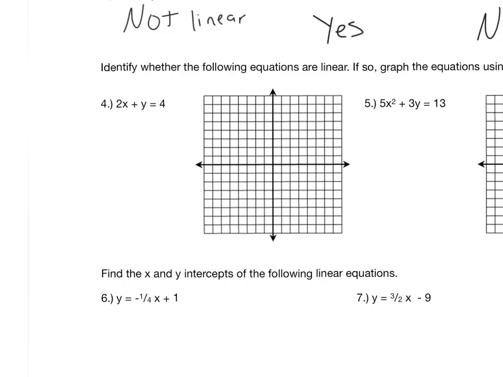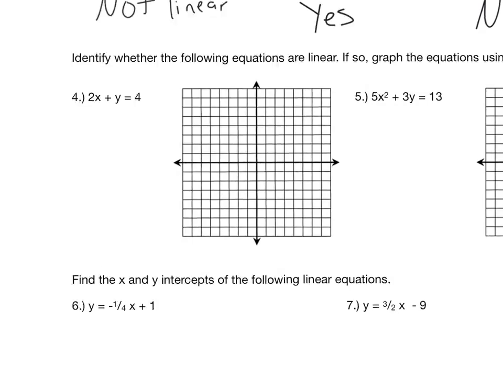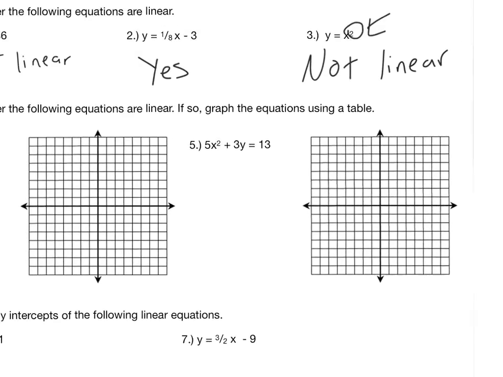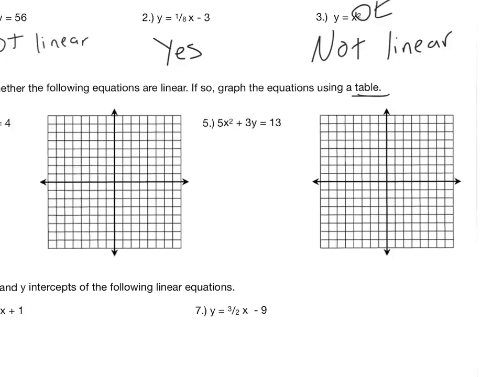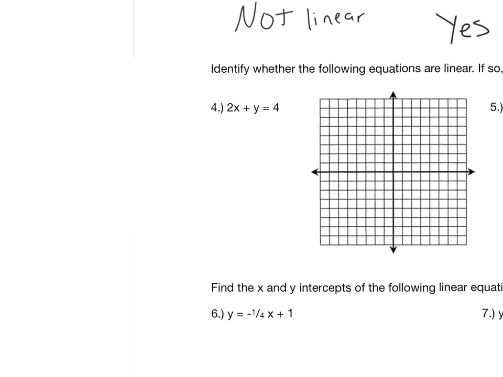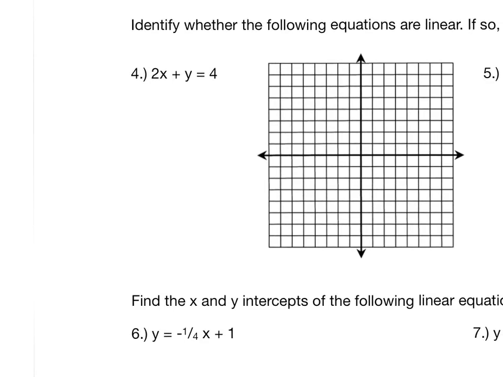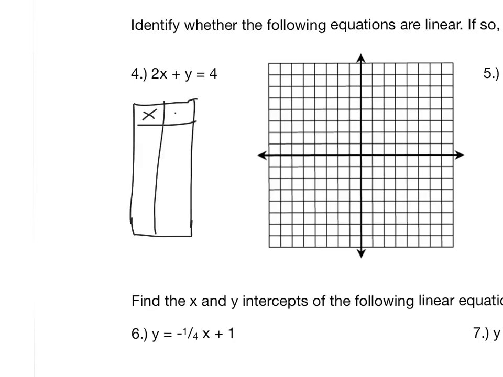So first, you're going to identify whether the following equations are linear, and if they are linear, you're going to graph using a table. And notice it says table there, and not using intercepts. So number 4. We're going to graph this using a table like we did last week. So just create your table, and remember you could plug in any 3 points for x that you want. Okay, so I'll go ahead and plug -2, 0, and 2 in for x.